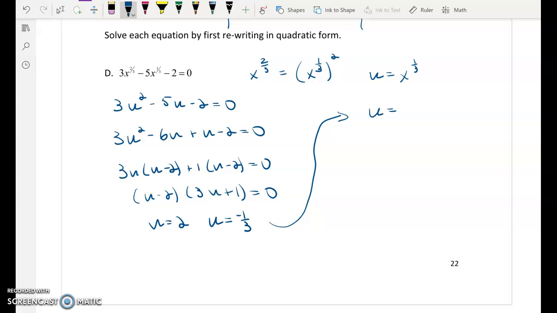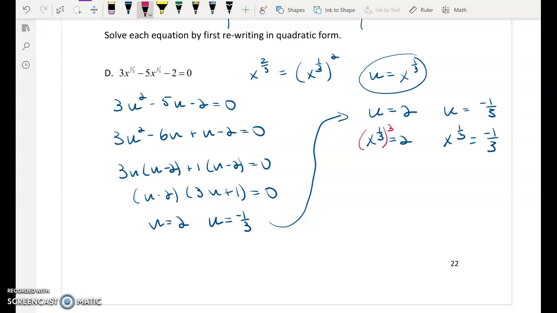So we have u equals 2. Well, u we can replace with x to the 1/3. And our other solution here is u equals negative 1/3. We're going to replace that with x to the 1/3 equals negative 1/3. Now these need to be solved, but we just learned how to solve these, which is to raise them to a power that will change this 1/3 into a 1. So we can cube that, and we will get x equals 8. Same thing here. We can cube this side, and cube this, and we will get x equals negative 1/27.